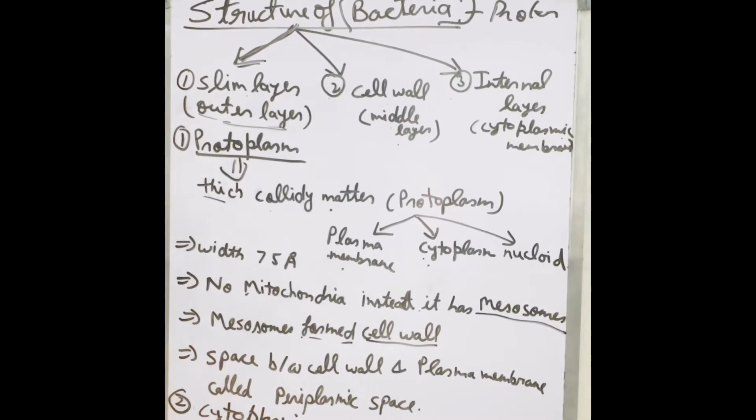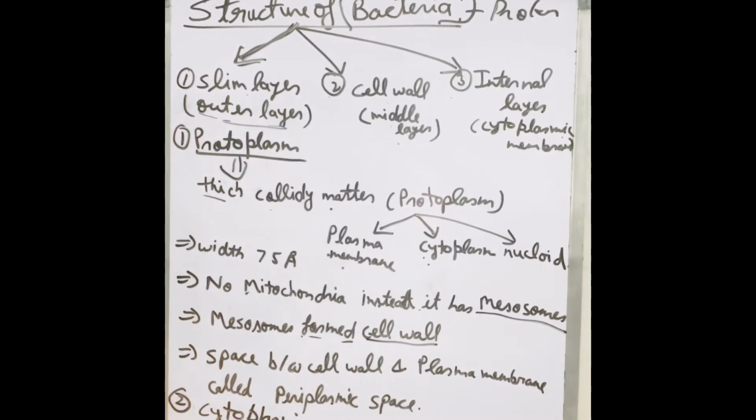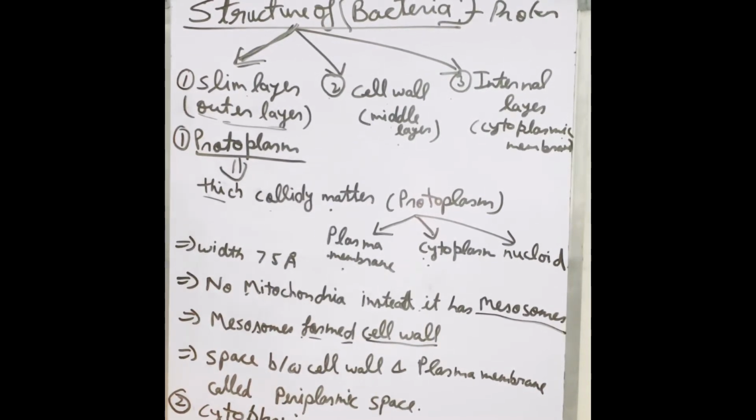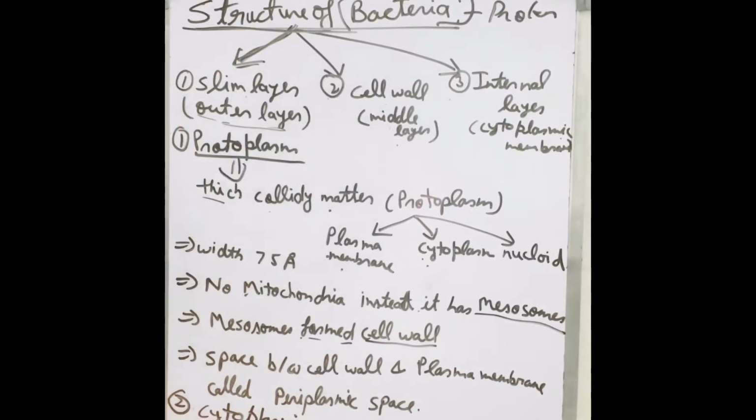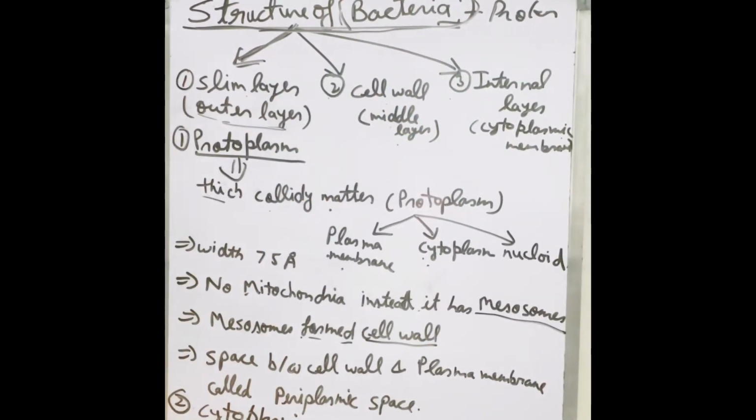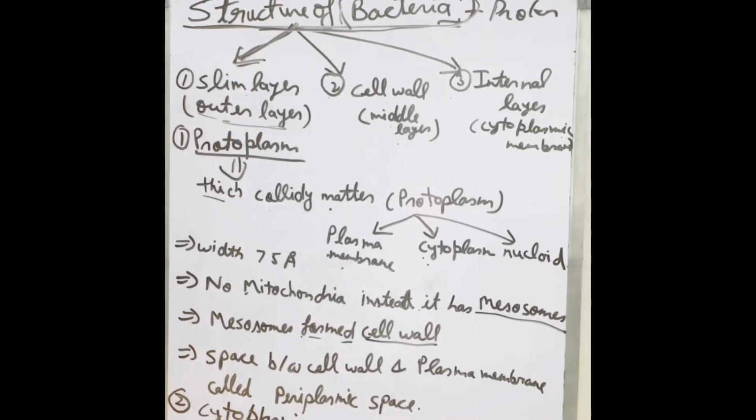So the last topic was types of bacteria, which you have learned about: the coccus bacteria, bacillus bacteria, spiral bacteria and vibrio bacteria. So today I'll discuss the structure of bacteria. As you know, bacteria show the prokaryotic type of cell, which can be seen through the electron microscope. Bacteria is a very tiny microorganism.